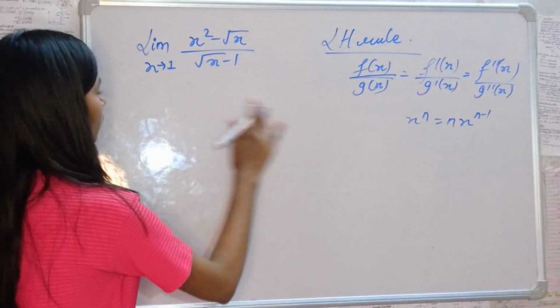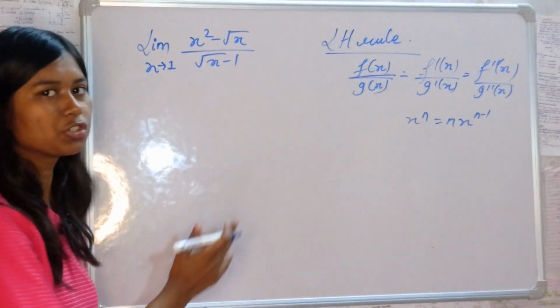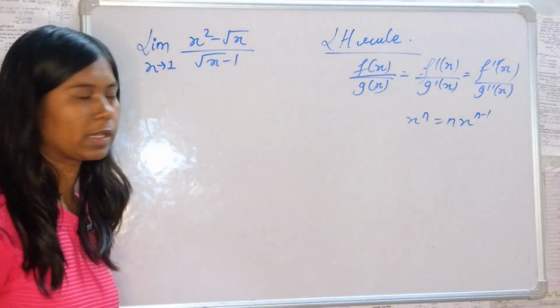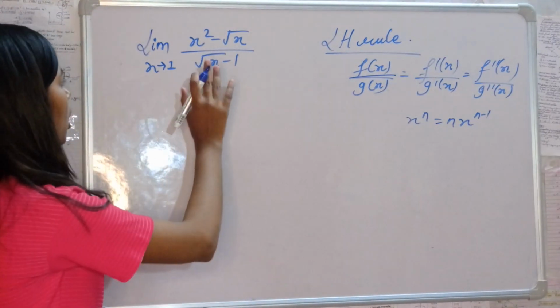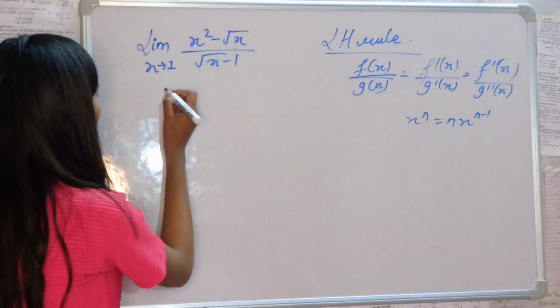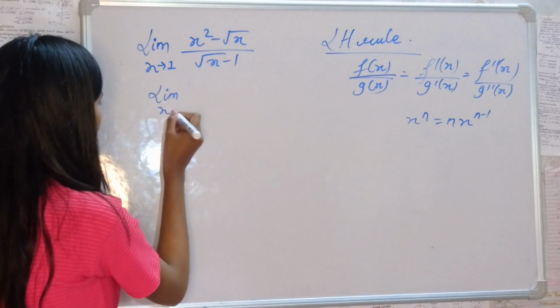Now, according to the L'Hospital's rule, what it says is that differentiation of the upper function and differentiation of the lower function, the limit is going to be the same every time, if you really wanted to solve this question. Now just let's solve this. This question is like limit x tending to 1.